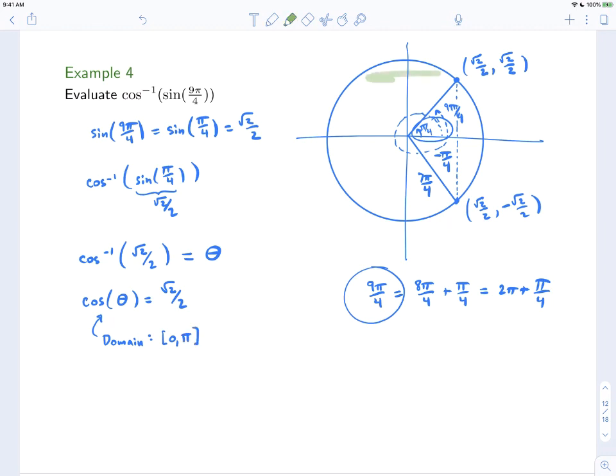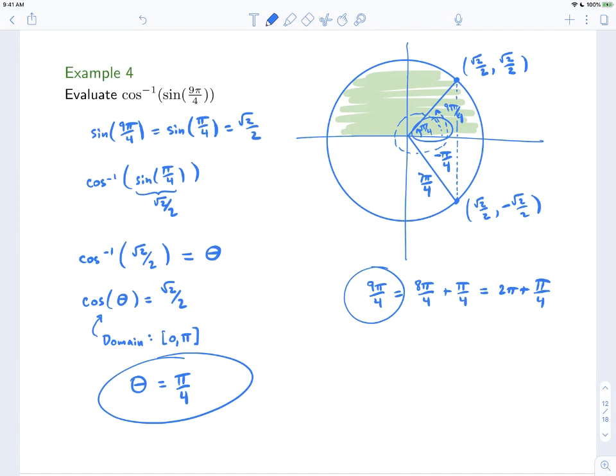On the unit circle, that's the top half. The top half includes the angles from 0 to pi. So our restricted domain for cosine is 0 to pi. In particular, 7 pi over 4 is outside of that allowable range. So in that case, we pick pi over 4. So theta is equal to pi over 4, and that's our answer.